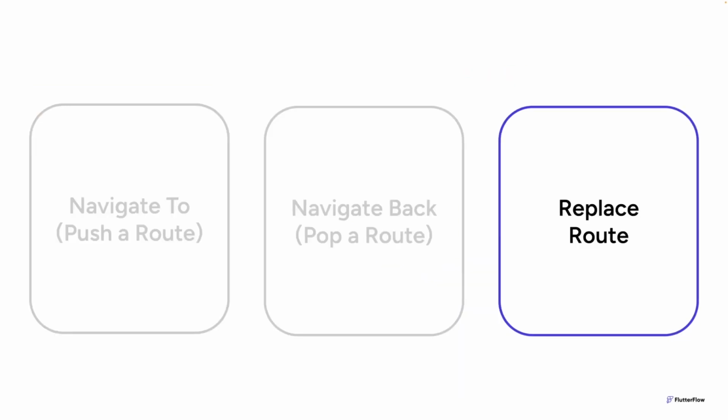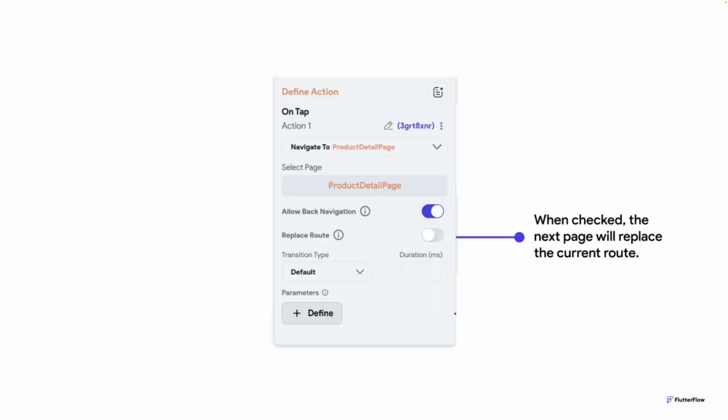And finally, replace route, which means the current screen is removed from the stack and the new screen is added in its place. This action is essentially the navigate to action with the replace route option enabled. This option lets you replace the current page in the navigation stack.